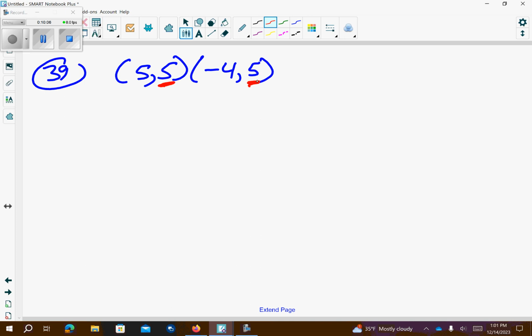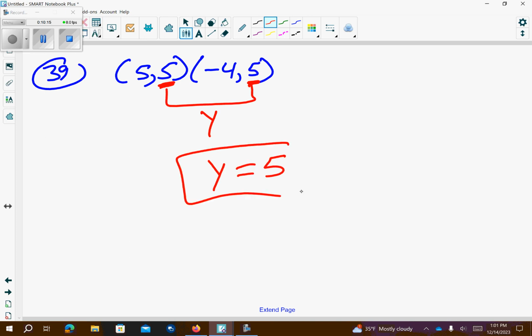Is this and this, are those values the same? They're both y values, correct? They're the same. If the y values are the same, then your equation's just this. You don't have to do anything more. Now, make note of this.